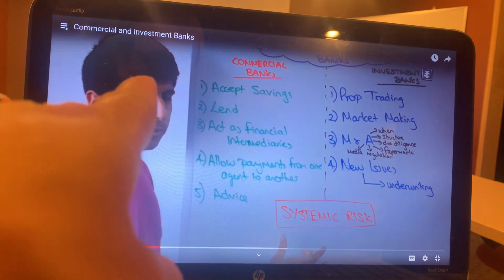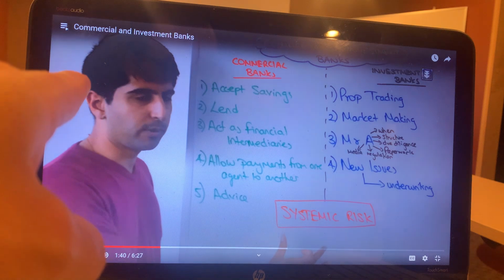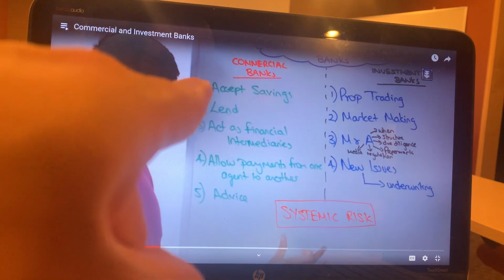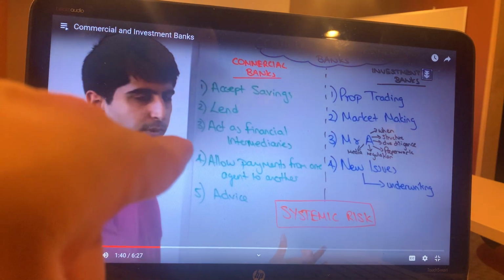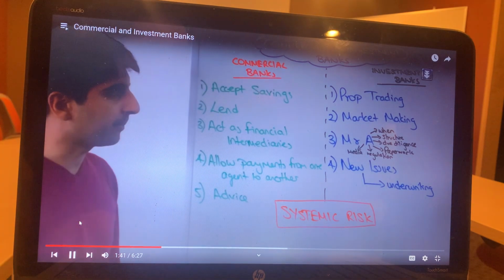That's very important. You're actually going to want to go to your bank and figure out, are they a pure commercial bank or are they a commercial bank combination investment bank? I'll explain why that's important at the end, with respect to systemic risk.